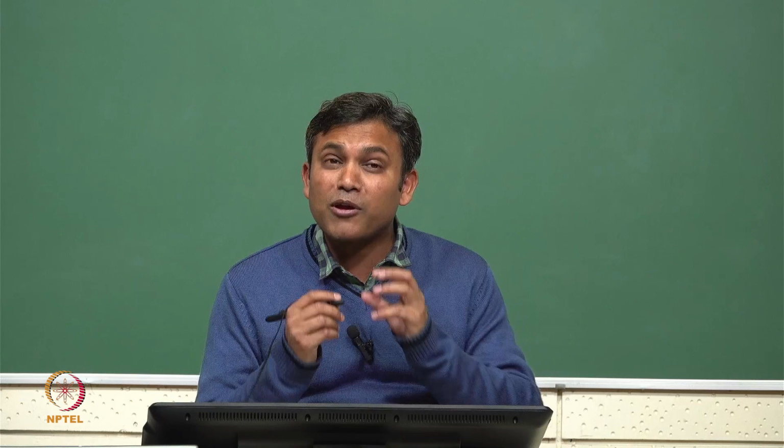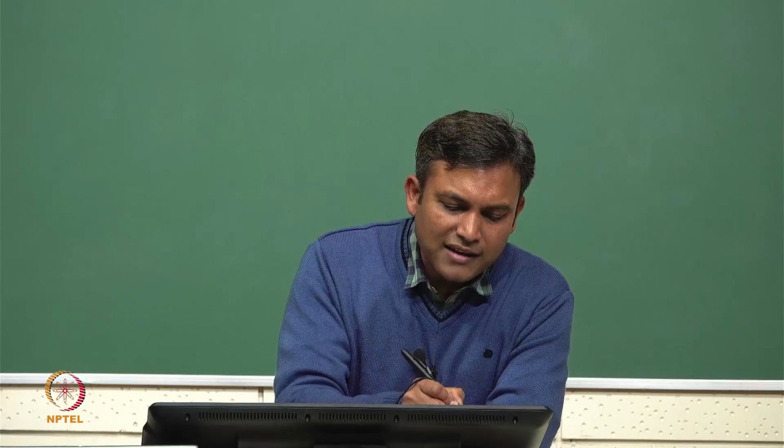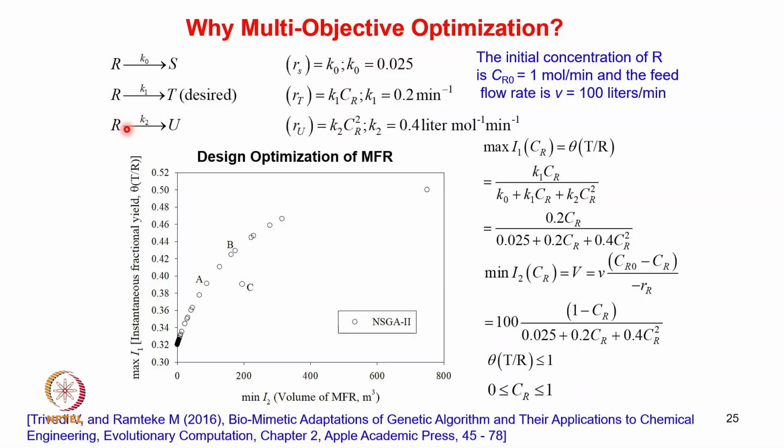For instance, let's say these three parallel reactions are occurring in a mixed flow reactor. R is reacting to produce S in a zero order reaction, R is reacting to produce T in a first order reaction, and R is reacting to produce U in a second order reaction. Here the second reaction is the desired reaction, whereas the other two reactions are undesired reactions. The reactions are occurring in a mixed flow reactor, isn't it? So here you can see that the rate constants are also given.